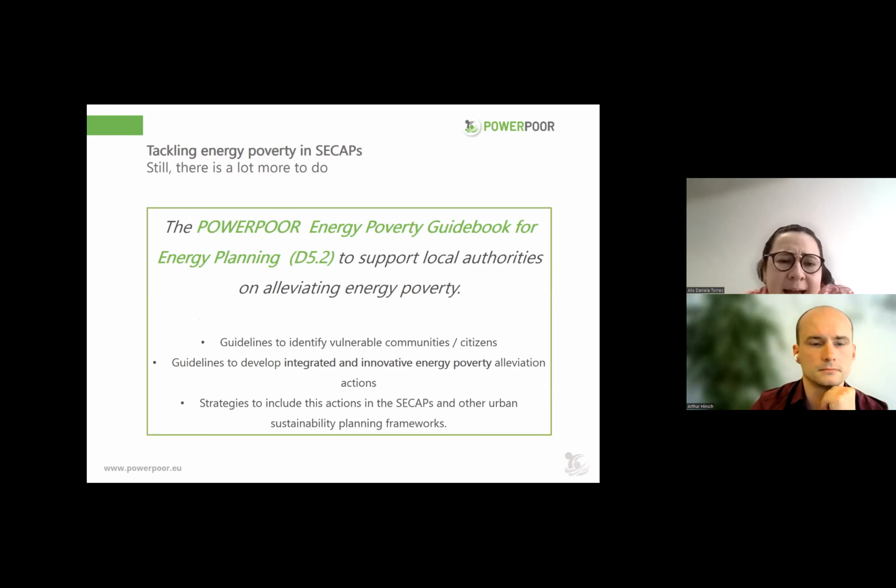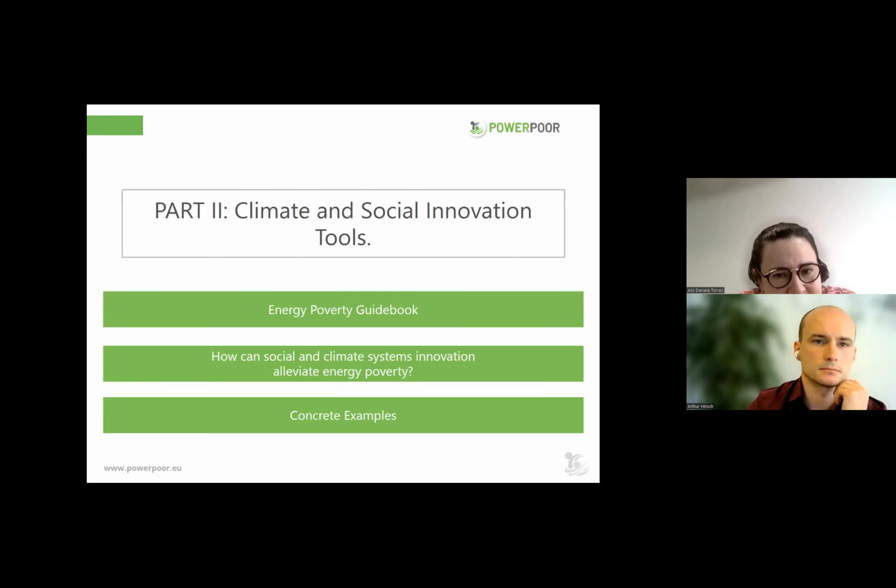So I think that with that, I will close this part. As I told you, and I think my colleagues already mentioned, we have developed the Energy Poverty Guidebook for Energy Planning. This is a document fostering energy poverty alleviation action on a local level. It is available for local governments, so they can start this journey of energy poverty alleviation. It includes guidelines for actions to identify vulnerable communities, and strategies to include these actions in the SECAPs. Okay.